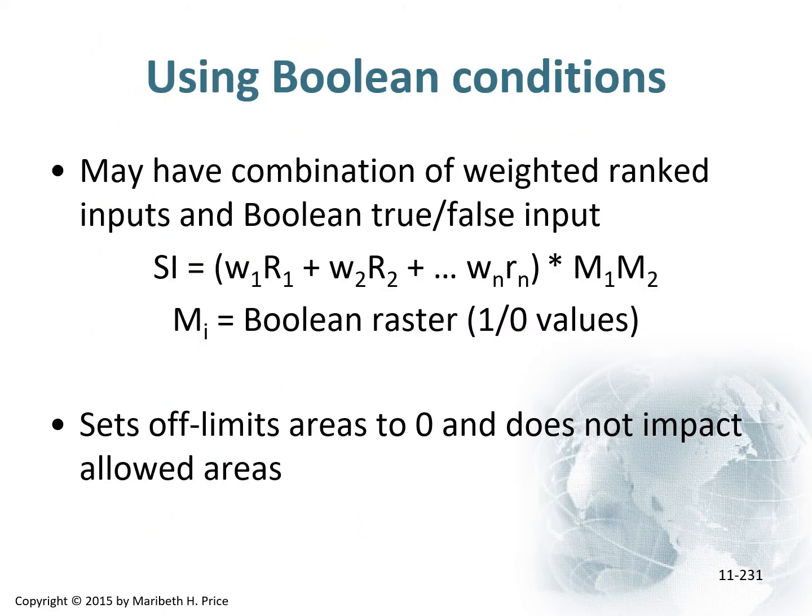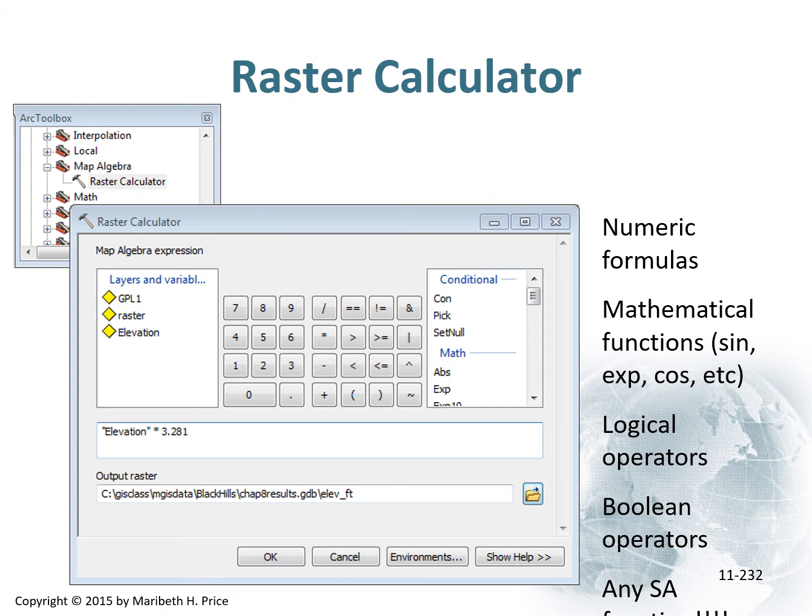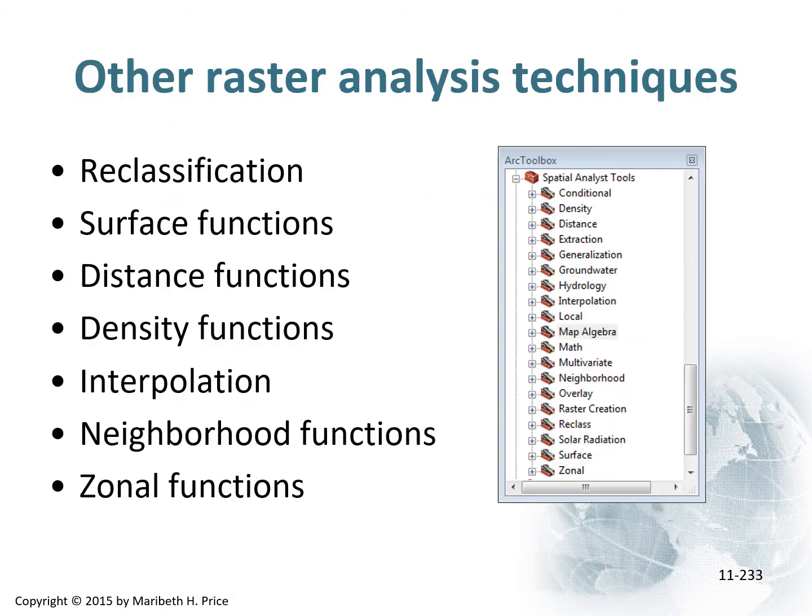All right, more about raster calculators, how we do a lot of this stuff. It's in map algebra. Other functions that we do, analysis that we do: reclassification, surface functions like slope and aspect, distance functions, density, interpolation, neighborhoods, and zonals are all important.